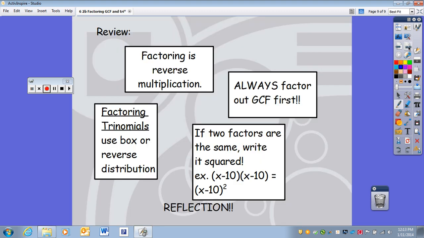To review, remember factoring is really reverse multiplication. We want to know what did we multiply together to get our product. Always factor out the greatest common factor first. When you're factoring trinomials, you can use either the box method or reverse distribution, whichever is easiest for you. And if two factors are the same, we want to write it squared. X minus 10, we'll write it as x minus 10, the quantity squared.